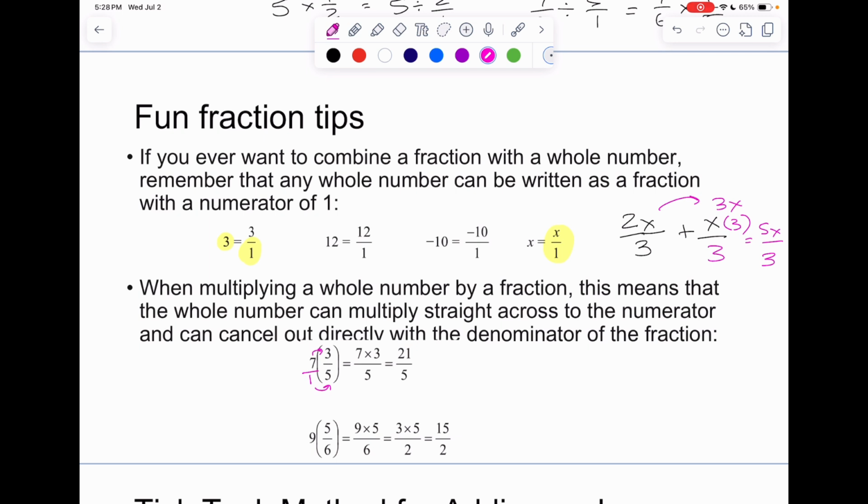And again, if I wanted to cross cancel, I'd say 3 goes into 9 3 times, 3 goes into 6 2 times, and that simplifies my process because I'll get 3 times 5 on the top and 2 times 1 on the bottom for 15 over 2.